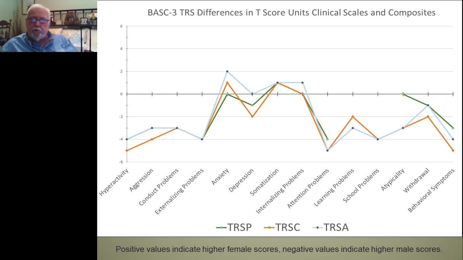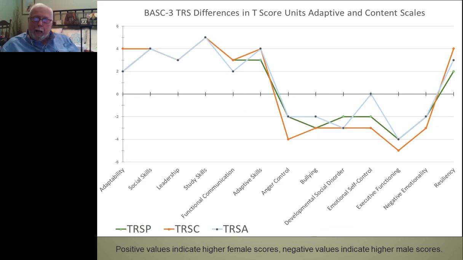It used to be that more boys were depressed. Now it's the other way around. Girls do have more somatization disorders, which fits the anxiety profile, and more internalizing. But boys, for example, have more attention problems and learning problems. Boys have more issues, and have more behavioral symptoms overall. If we look at the content scales, we see a similar pattern.